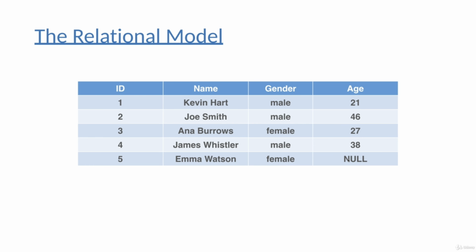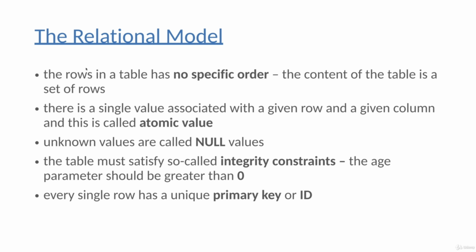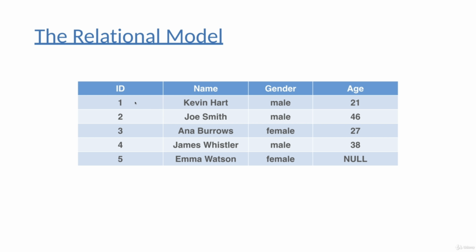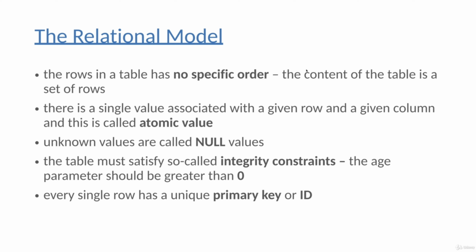Okay, so we have the columns and we have the rows in a given database table, and as you can see, there may be unknown values. These are the null values. What's crucial is that the rows in a table have no specific order. The content of the table is a set of rows basically, and this is exactly why we need the ID. Every single row is identified by a given ID or primary key, and this is how we can get the given values in a given row. So these rows are not necessarily ordered in ascending order, 1, 2, 3, 4, and so on, because the content of a table is a set of rows.